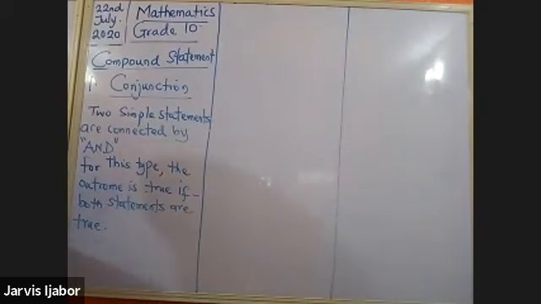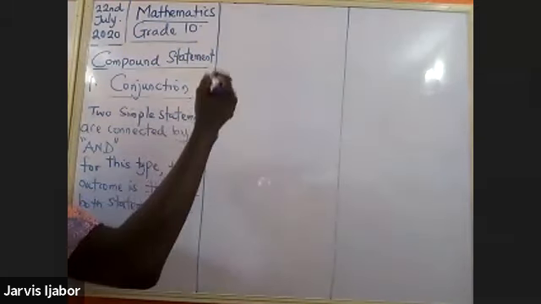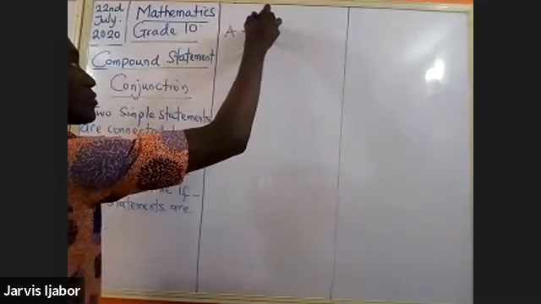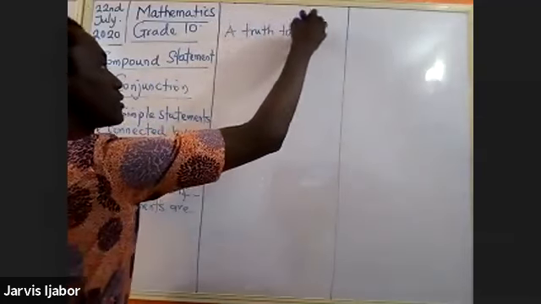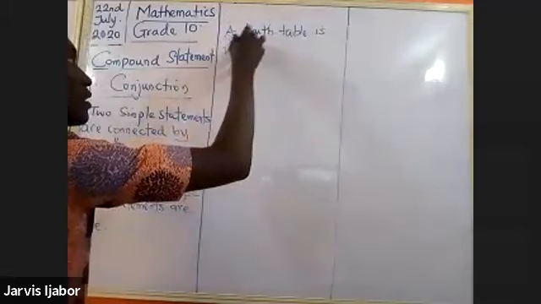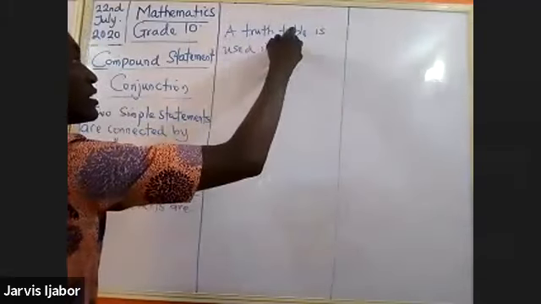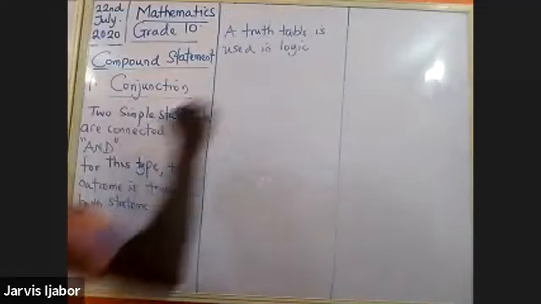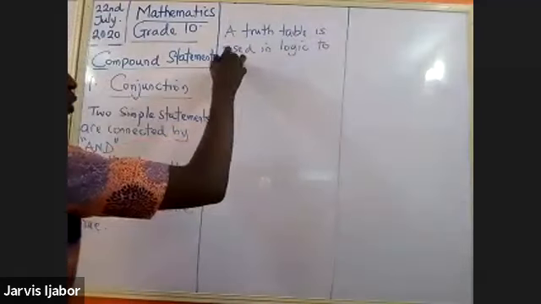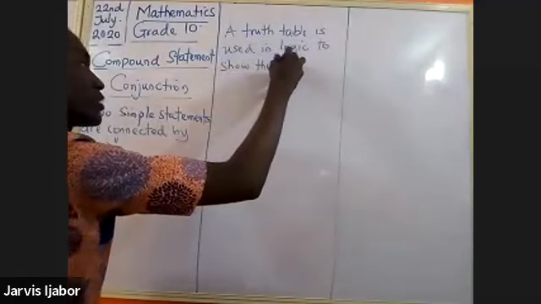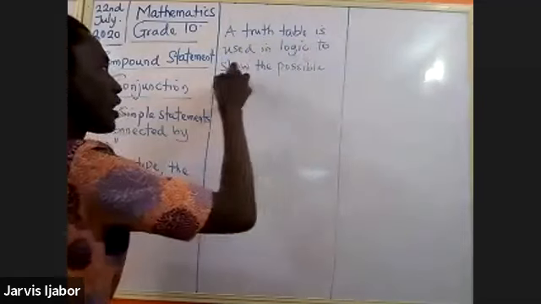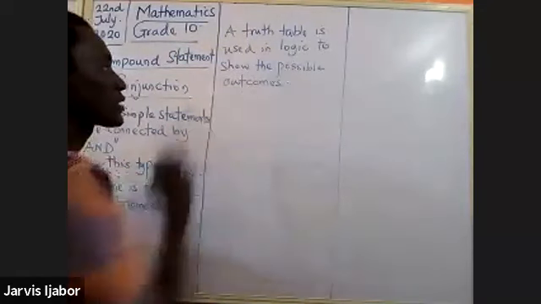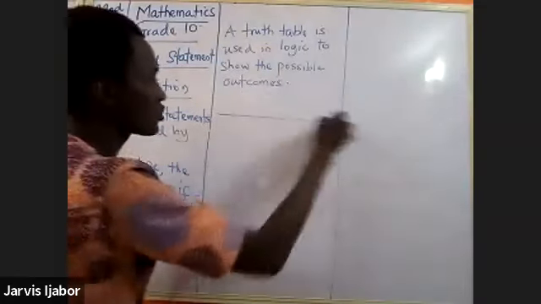Now, there's what we call the concept of a truth table. A truth table is used in logic to show the possible outcomes. How is it being done? Look at it. This is what a truth table looks like.